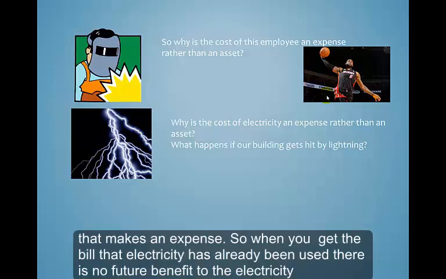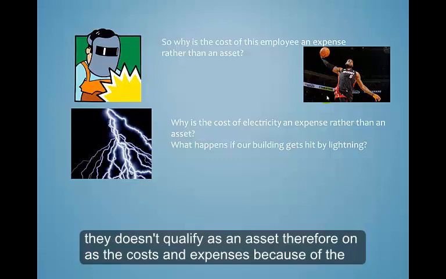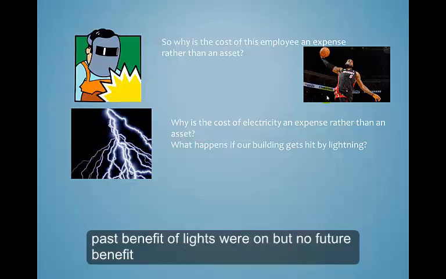So by the time you get the bill, that electricity has already been used. There is no future benefit to that electricity. In fact, if you don't pay your bill, you're just going to be turned off, and there will be absolutely no future benefit. So it doesn't qualify as an asset. Therefore, as a cost, it's an expense. It has a past benefit, the lights were on, but no future benefit.